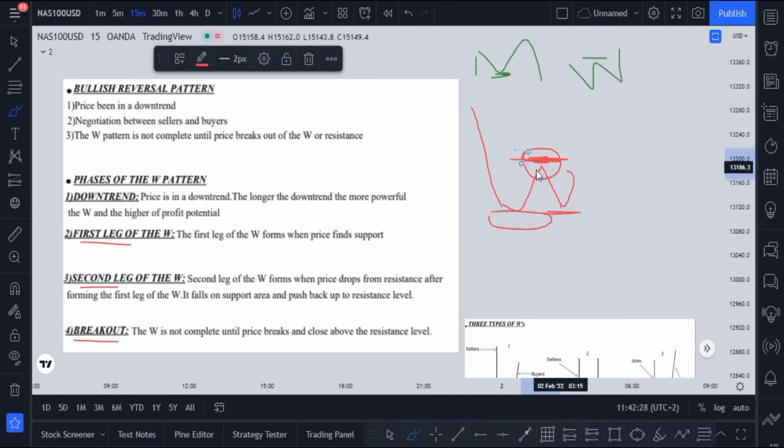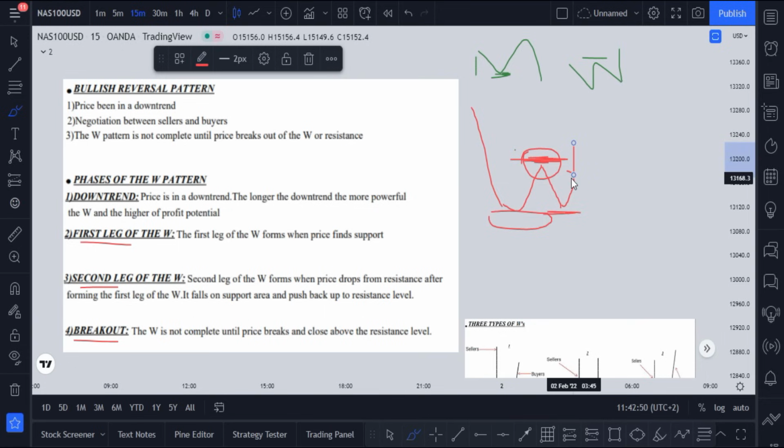So when we have that level, all we're waiting for now is just to push past and break and close above that level over there. So once we close above that, once we break through that resistance level and close above it, then we have a confirmed W formation, and that basically gives us an opportunity to actually hop in the market and go ahead and trade this pattern, right?